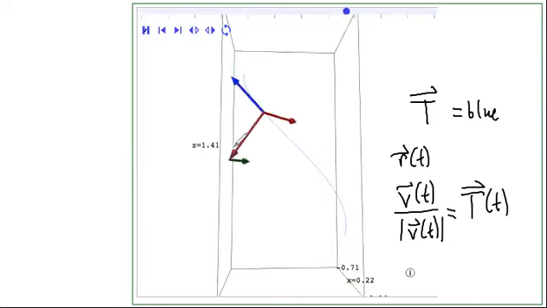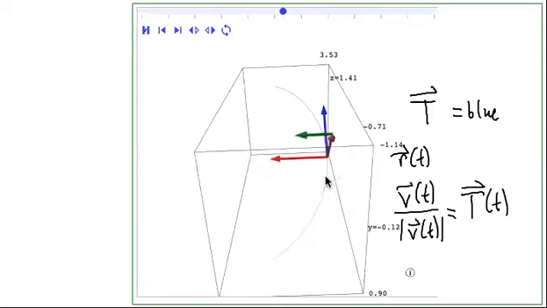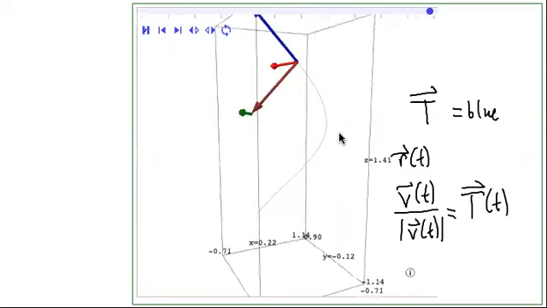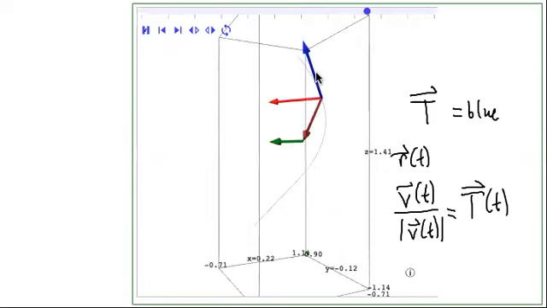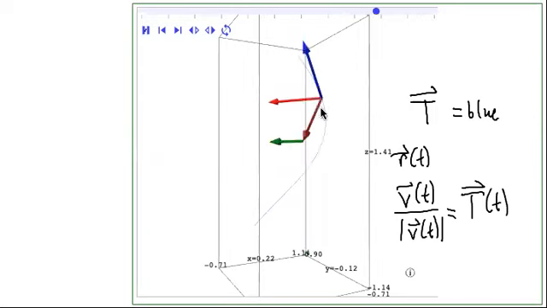Now notice the red vector. Let's take a look at that right now. Notice how it's always perpendicular to the blue one. If we take the derivative of this blue vector, which stays the same length the whole time, the derivative of a vector that stays the same length and doesn't change is always orthogonal. And so the red one actually is that derivative normalized to become a unit.